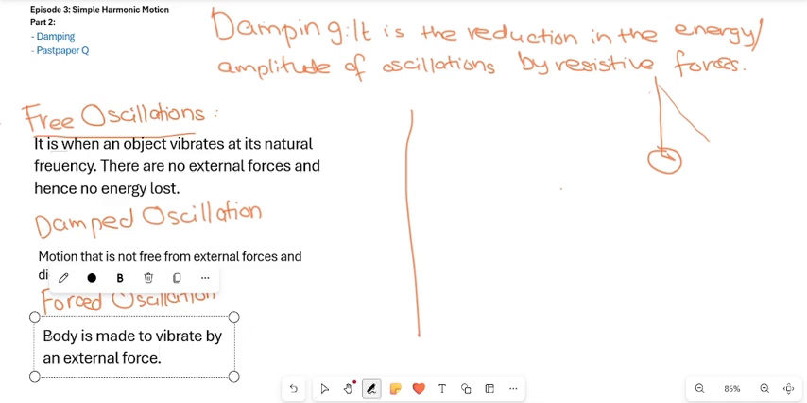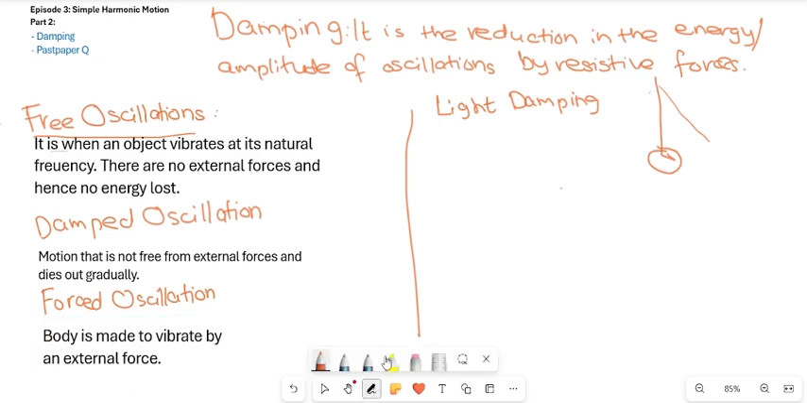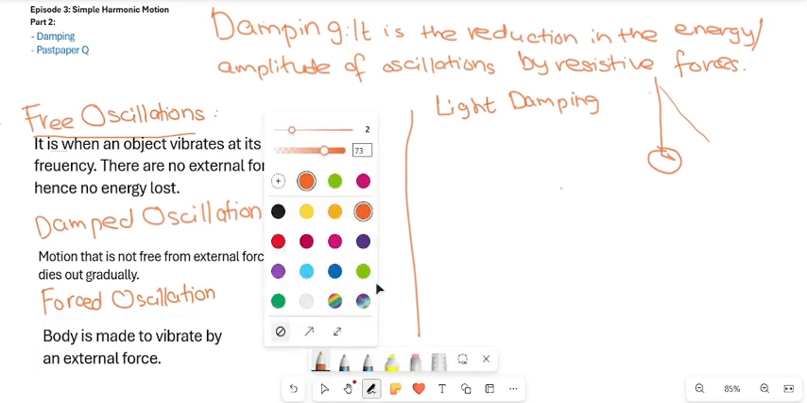Now we're going to move on to 3 kinds of damping. First up we have light damping. Light damping gradually dies out, and this will be better explained through graphs, so I'll just draw graphs now.